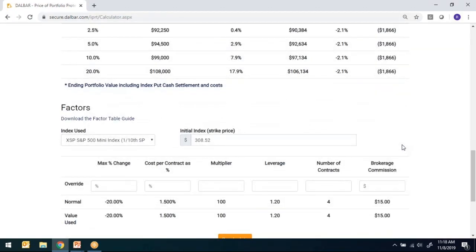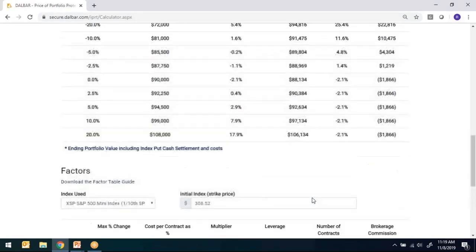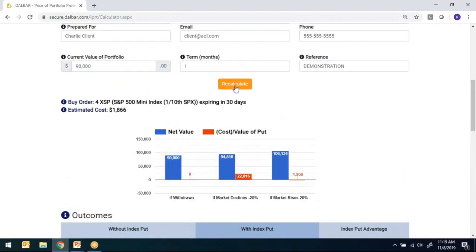If we come down to these factors here, we have the opportunity to change any of these 6 factors. We keep the normal factors here, and they'll always be listed and displayed here so that the user never loses sight of what the original or normal values are. And as you can see here, the values that we use were unchanged, so they're all identical to the normal values. But if we were to change the number of contracts down from 4 contracts to 3 contracts, we're going to spend less money. And so let's see how that affects it.